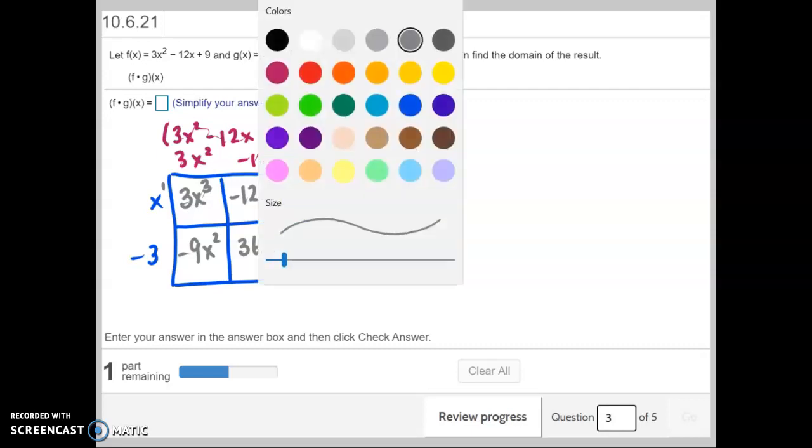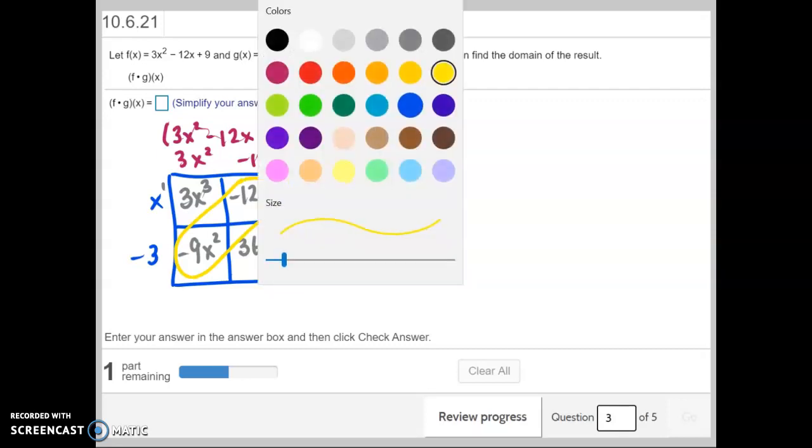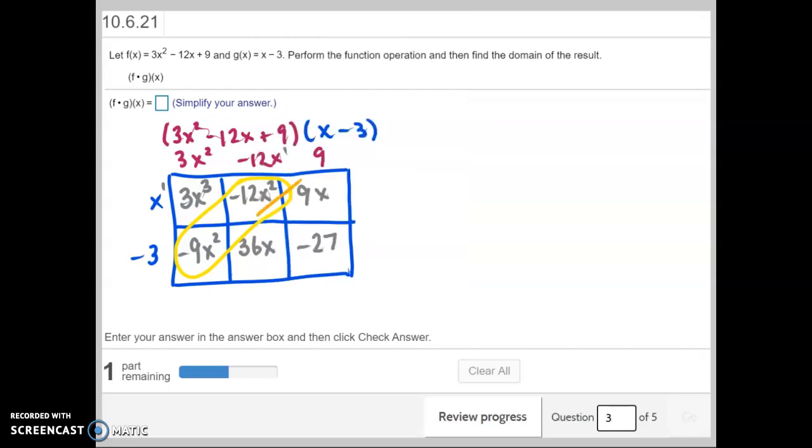My next step will be to look for like terms. So I see some like terms here. These guys are both x squareds, and then I also have some linear terms. So I'm going to combine those for my final answer.